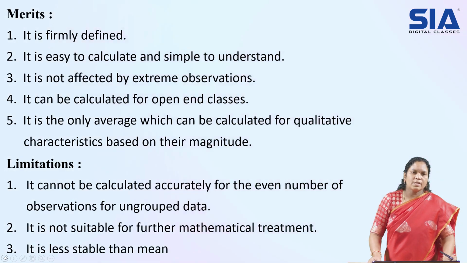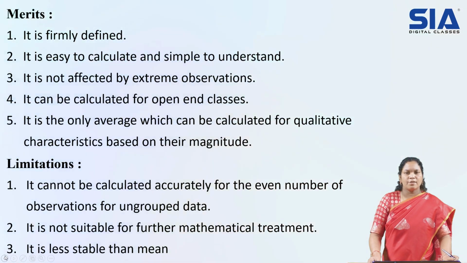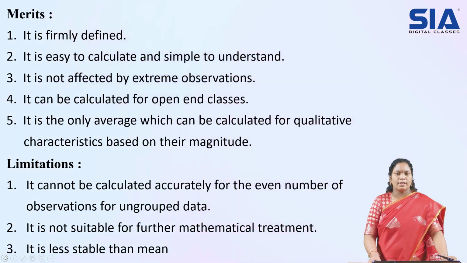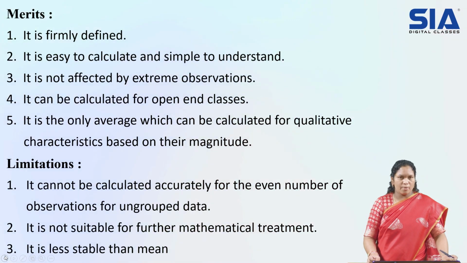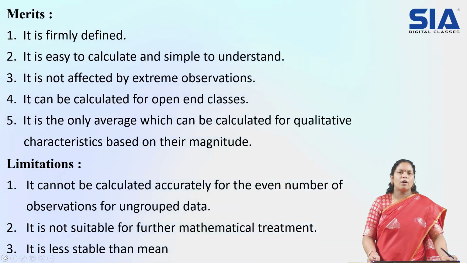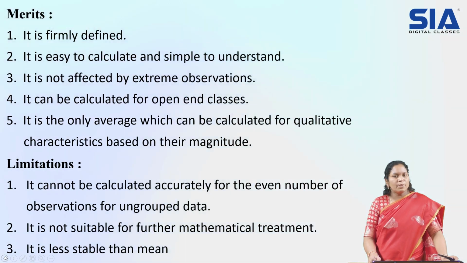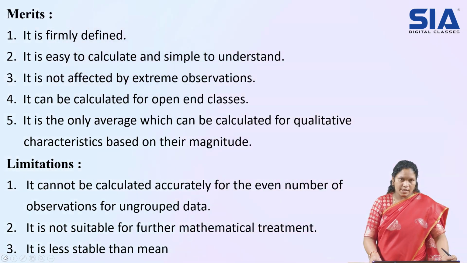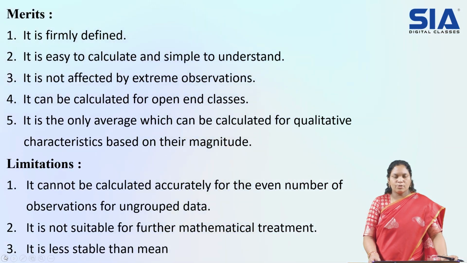Next point, it is the only average which can be calculated for qualitative characteristics based on their magnitude. Yes, qualitative type of data is also dealt with in statistics. We have learned that in the first unit, how qualitative data is and how to calculate it. So median is the best one. Whenever qualitative type of data is there, we can approach it through median.